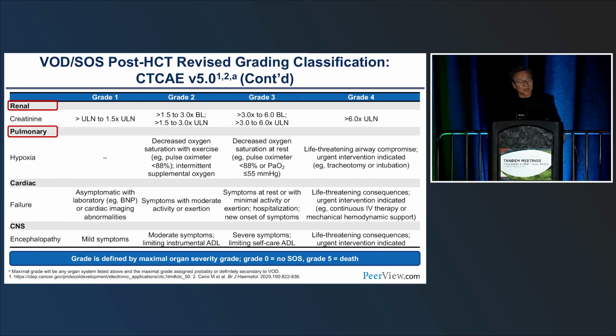The renal grading, likewise, looks at creatinine: greater than 1.5 to 3 is grade 2, greater than 3 to 6 is grade 3, and greater than 6 is grade 4. And pulmonary is divided into decreased O2 sat with exercise, which is grade 2, decreased O2 sat at rest is grade 3, and life-threatening is grade 4. So these allow us to now look at this grading in a numerical way to ascribe whether that VOD finding is mild, moderate, or severe.